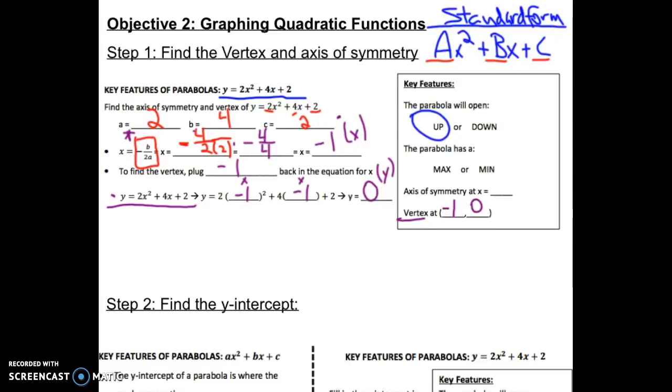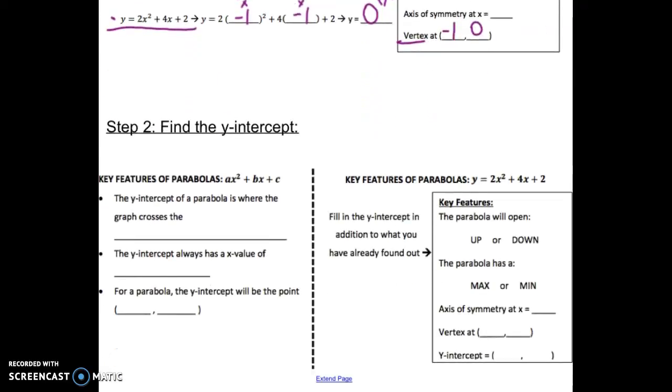Now, let's go on to step 2, finding the y-intercept. In order to find the y-intercept, we have to first talk a little bit about what the y-intercept is. So the y-intercept of a parabola is where the graph crosses the x-axis. I'm sorry, that is false. It is where it crosses the y-axis. Makes sense? Y-intercept, y-axis. So where it crosses the y-axis. The y-intercept always has an x value of 0.